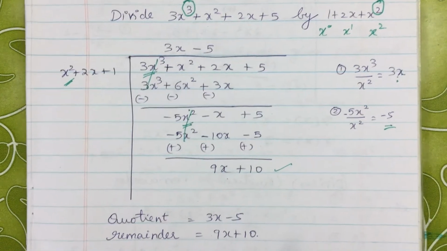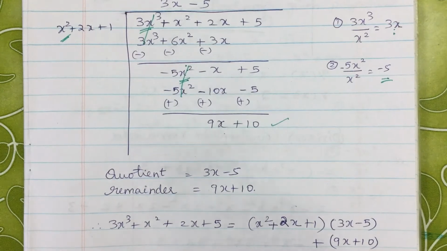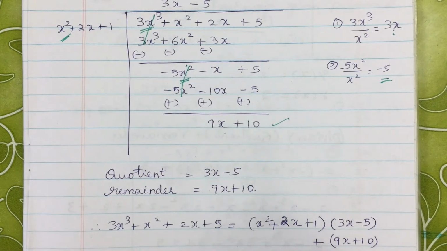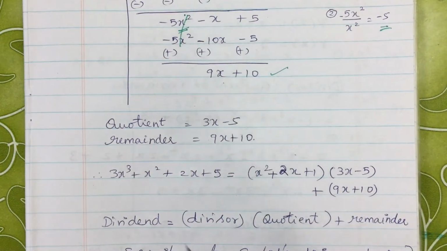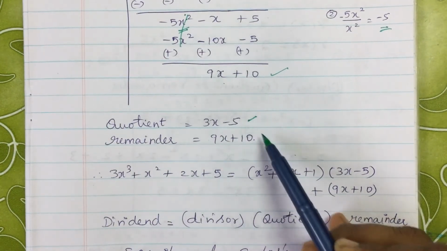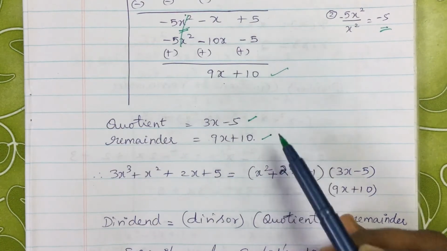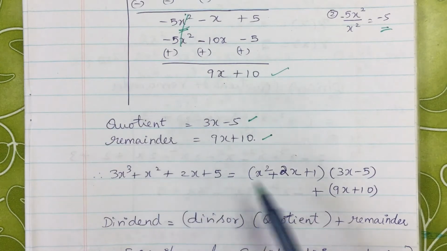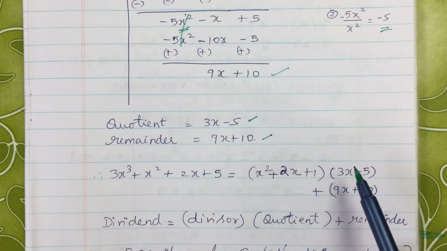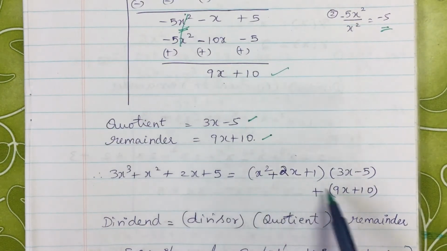So if you write it in the formula, you have to verify each and every time whenever you do the division, whether the answer what you got is right or wrong, right? You have to check. So your quotient is 3x minus 5, your remainder is 9x plus 10, and on substituting this in the formula, that p of x is equal to g of x into q of x plus r of x, I am getting terms like this.